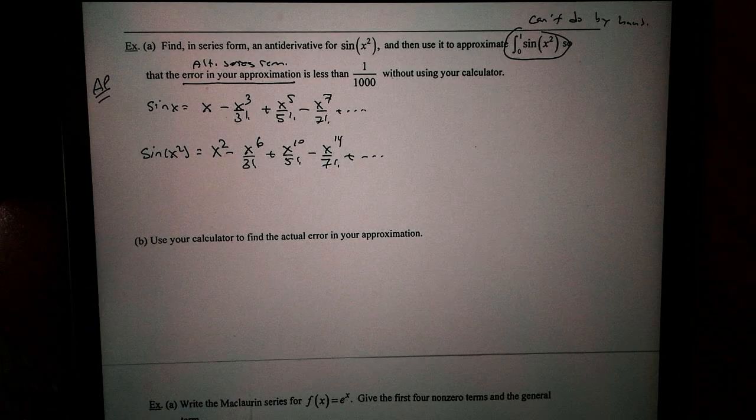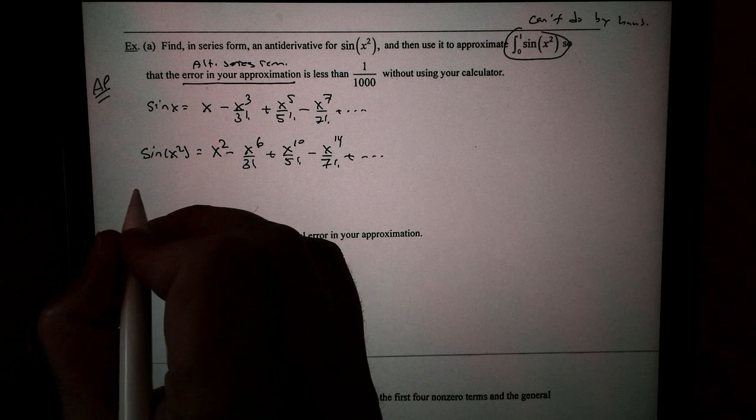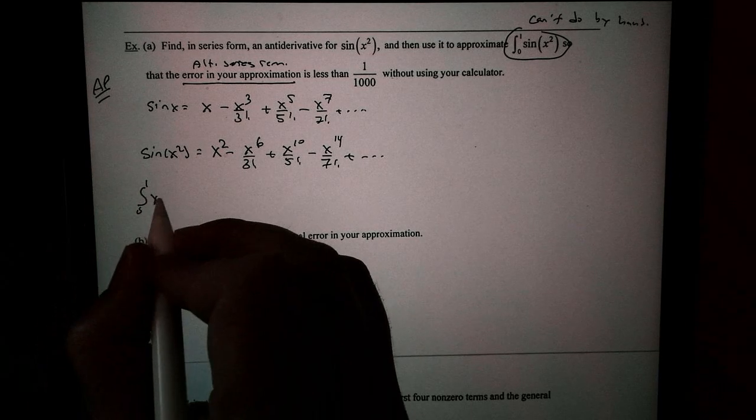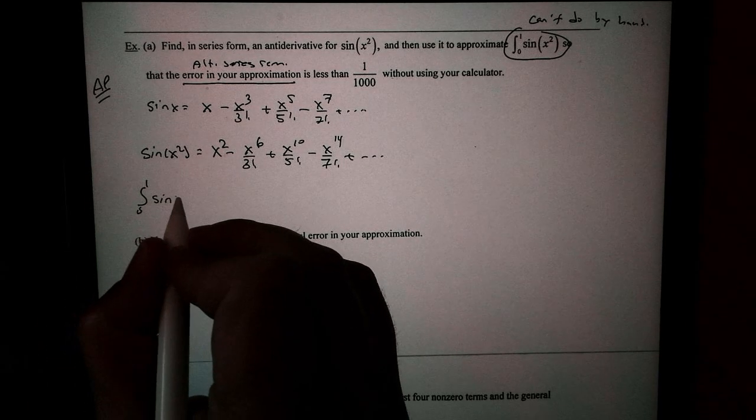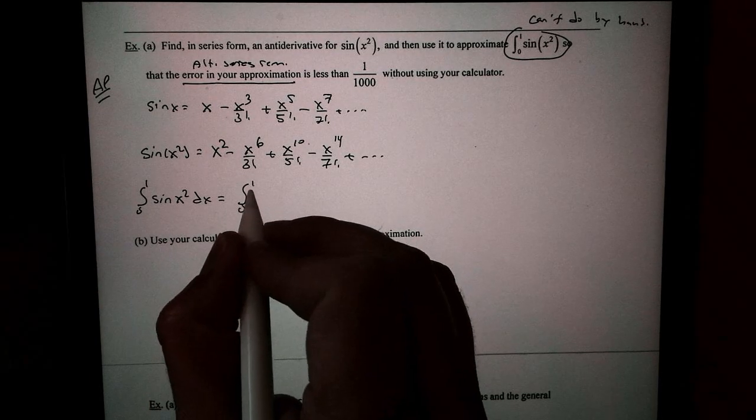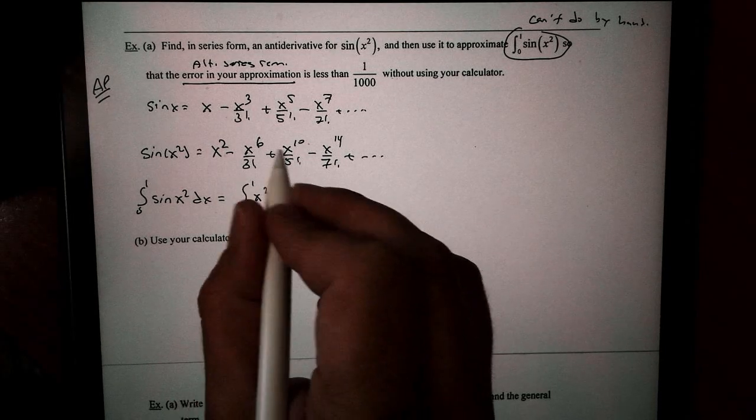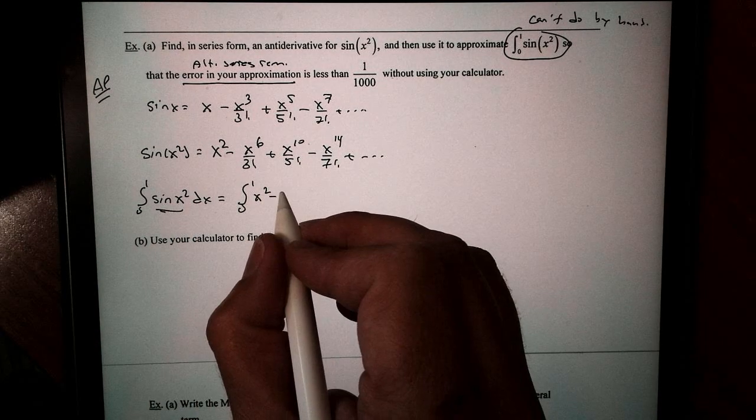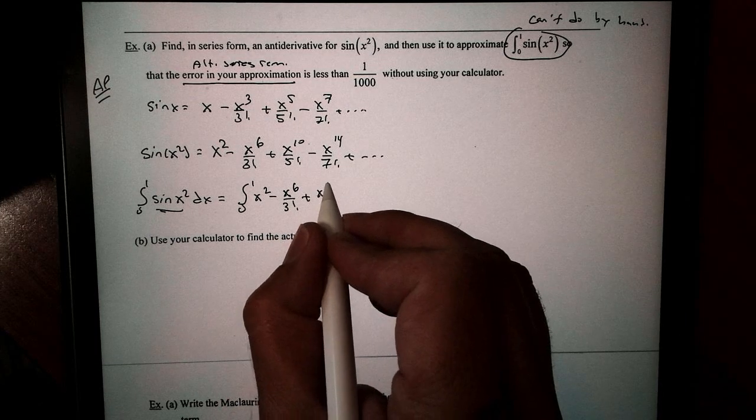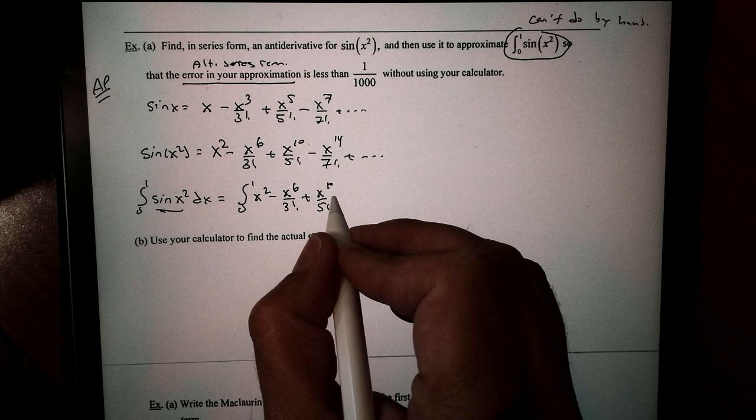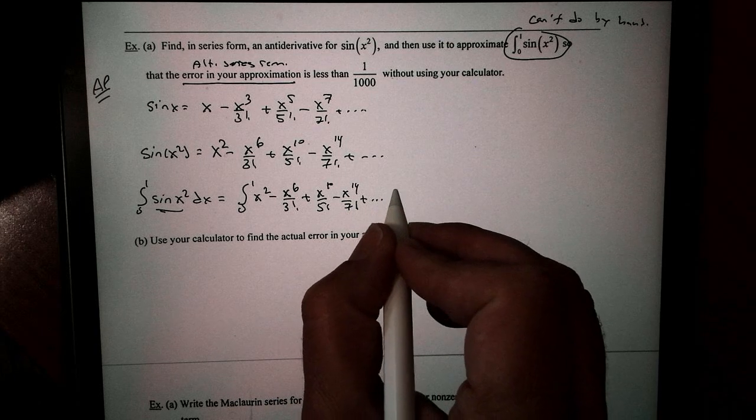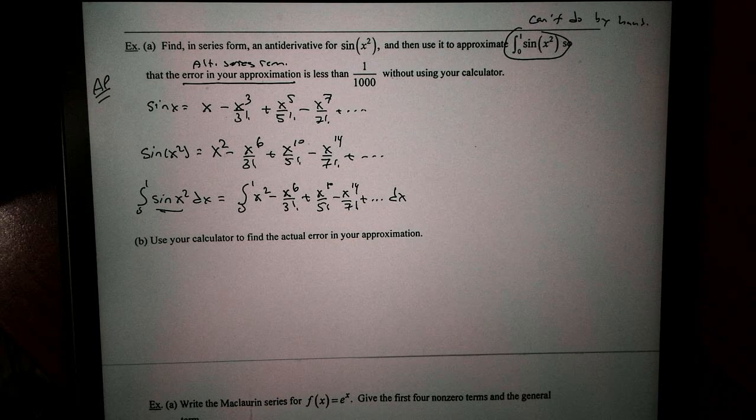And now we're ready to integrate. All right, let's go have some fun. The integral from 0 to 1 of, whoops, sorry, not x squared, but sine of x squared dx. I can rewrite this as the integral from 0 to 1 of x squared minus x to the 6 over 3 factorial plus x to the 10th over 5 factorial minus x to the 14th over 7 factorial plus..., and at the end, dx. Since I can't integrate sine of x squared directly, I'm replacing it with what I can approximate it with.